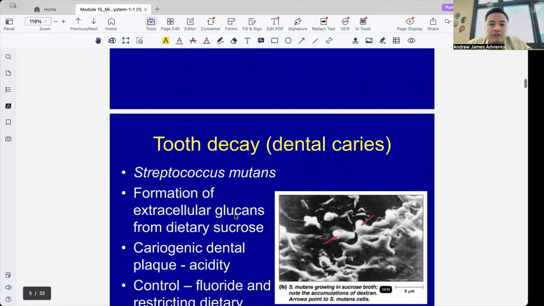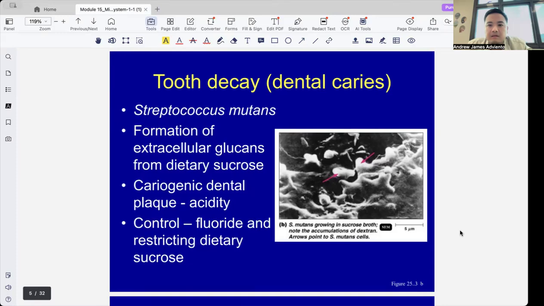So let's go first to the tooth decay or dental caries. So this one is mainly caused by Streptococcus mutans. So these bacteria use sugar to produce acids that damage tooth enamel. Now, prevention includes limiting sugar intake and using fluoride to strengthen teeth.